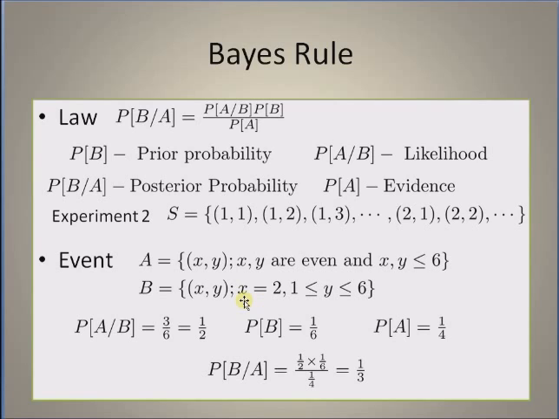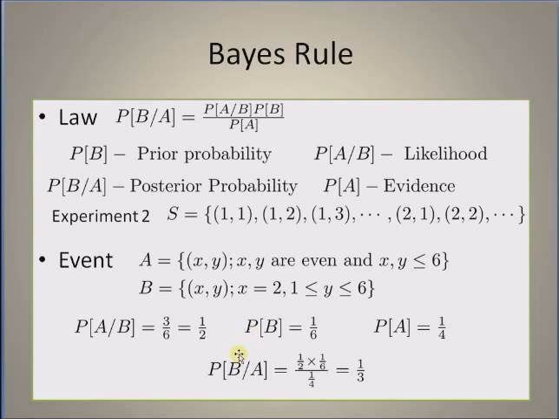Then the probability of A given B, that is when the event B has already happened, that is we know that x is always going to be equal to 2 and y can be any of these 6 values. Then what is the probability that it also belongs to event A? There are only 3 possibilities, that is when y equals 2, 4 and 6. So there are 3 by 6. Then the conditional probability is 3 by 6, which is equal to 1 by 2. Now by using all these 3 values, we can plug directly into the formula and determine the posterior probability of event B given A, which is 1 by 3.